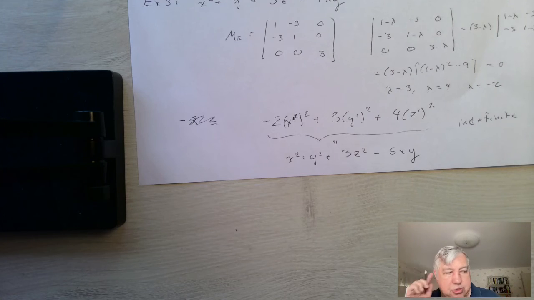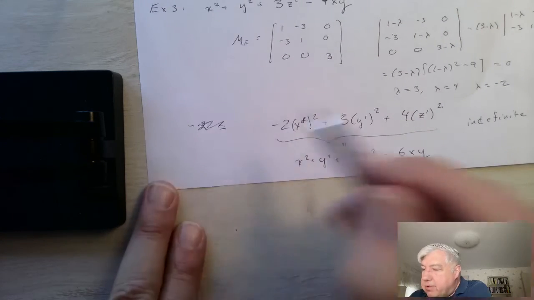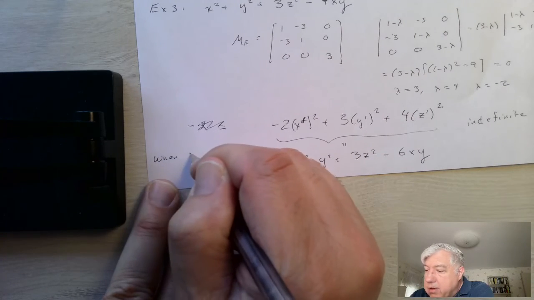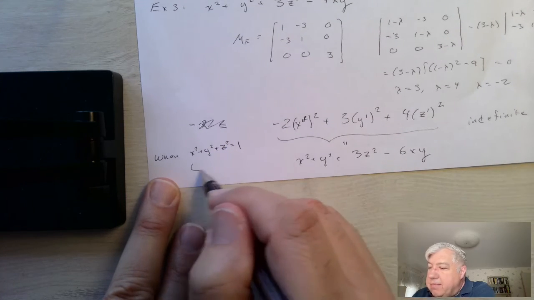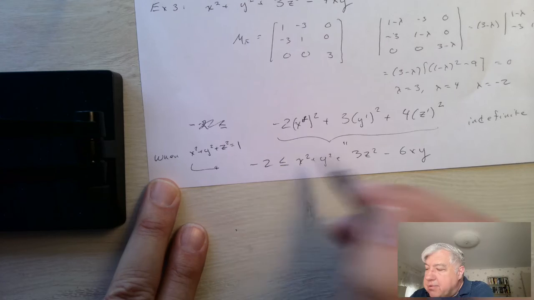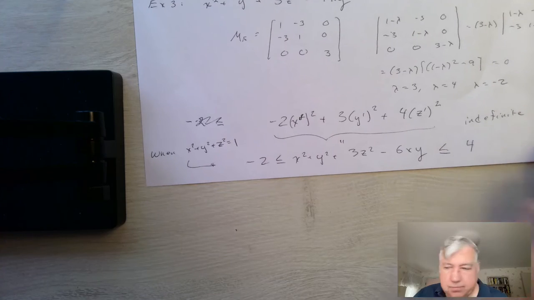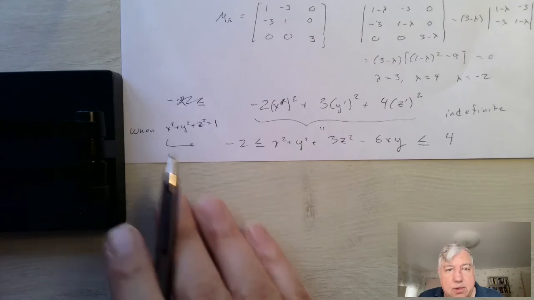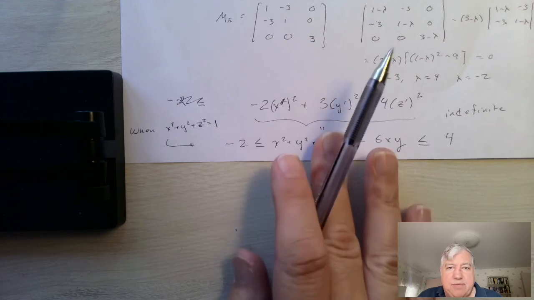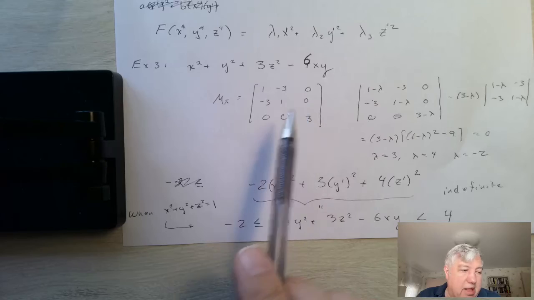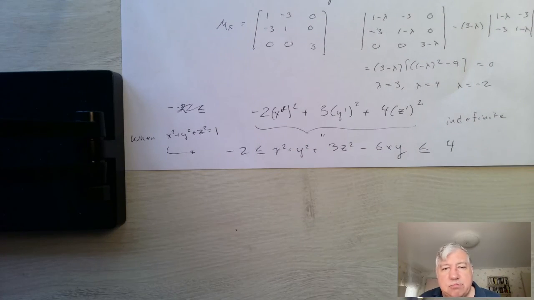And we can also see that when x squared plus y squared plus z squared equals 1, this is bounded by negative 2 and positive 4. And again, to find where you get equality here, you just have to find the eigenvectors of this matrix, which are not hard to find. But I'll let you do that on your own.